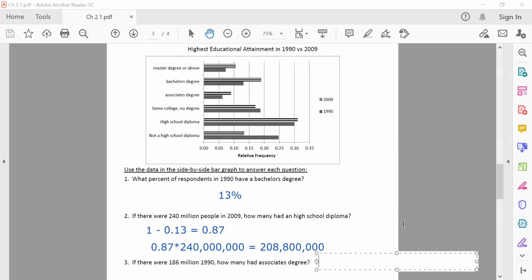So in 1990, let's say 0.06, we'll play it conservative. 0.06 or 6% of the population in 1990 had an associate's degree. We multiply that by the 186 million, and this time I won't write out all the millions. We'll just have to work with it and see if we understand what that means. So we take 6% of that by multiplying 0.06 by 186. And we'll get an answer of, excuse me, 11.16 million.